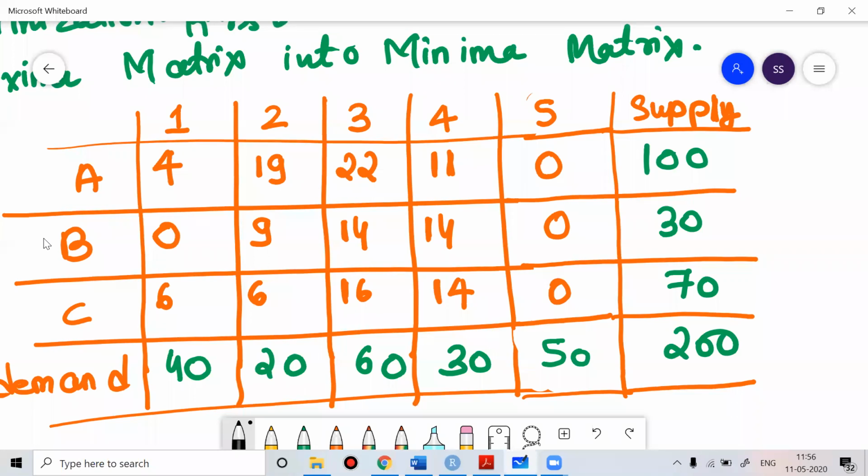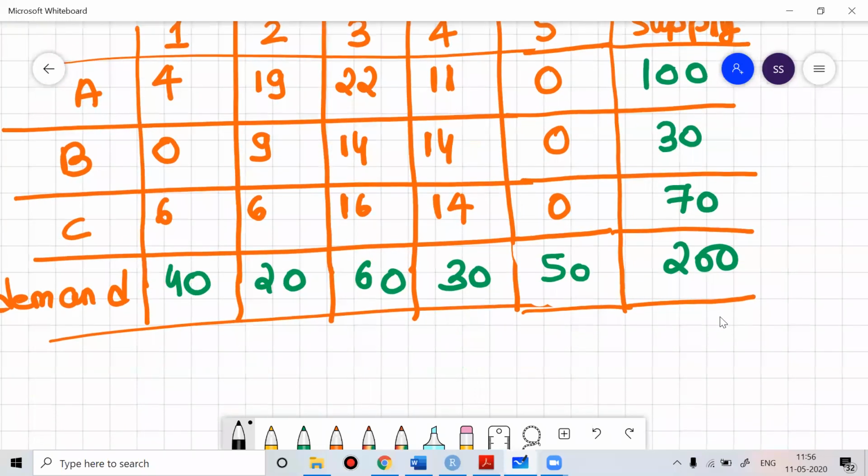So what I'll do now is find the initial basic feasible solution by Vogel approximation. So let's start solving this. Let's start using the Vogel approximation method.